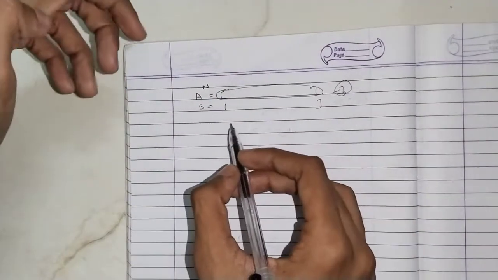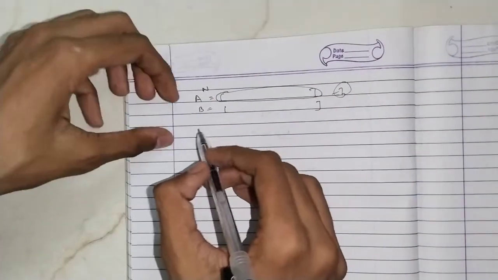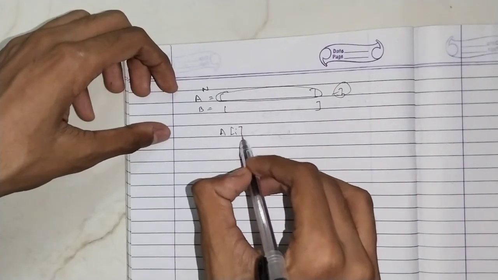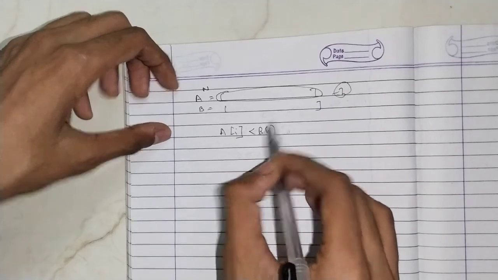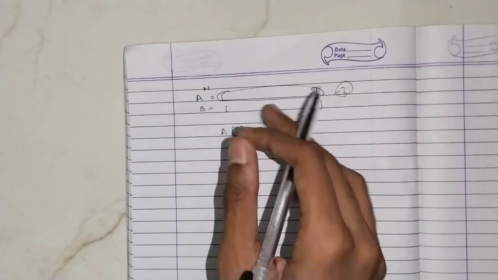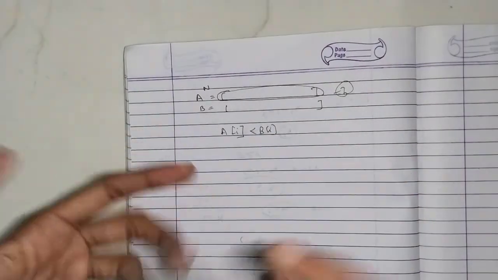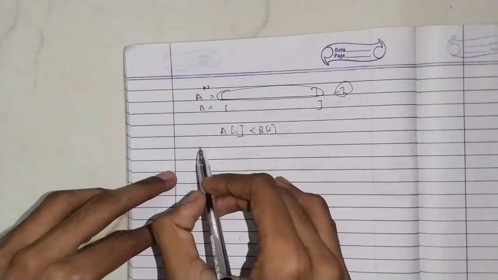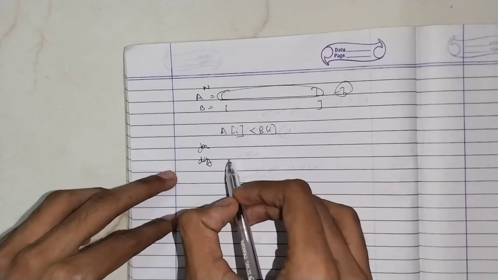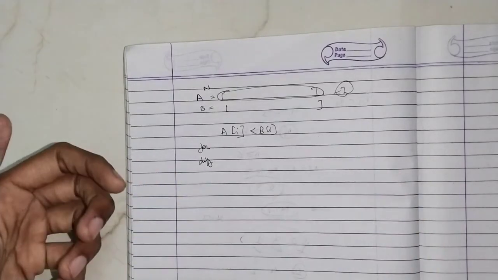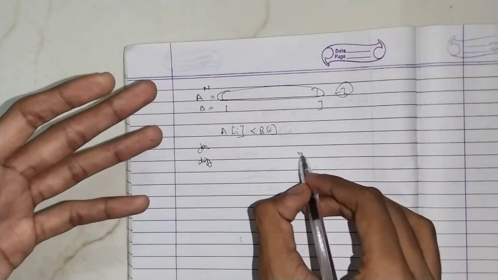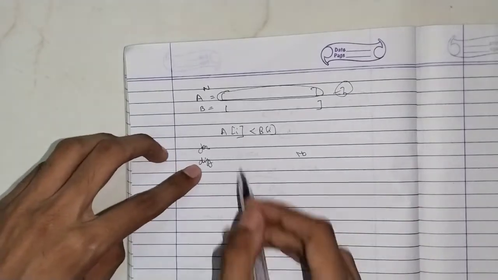So how to approach this question? If any element AI is less than BI, we can never convert the array A into B. So we'll run a loop and store the difference of corresponding elements in an array. If the difference is negative at any point, we'll just break from the loop and print no. Else we'll try to find the difference.